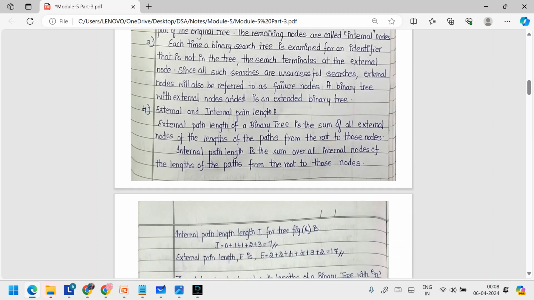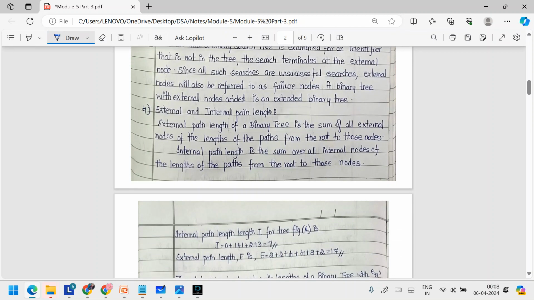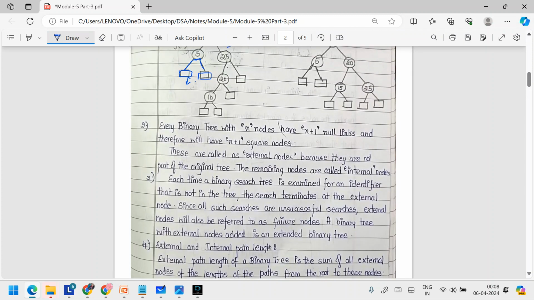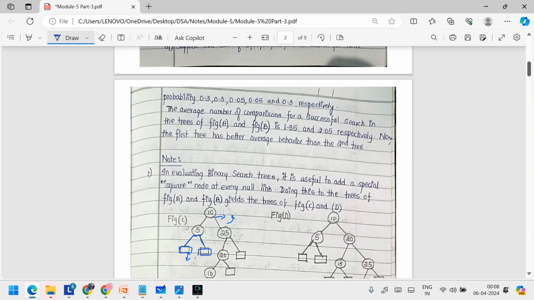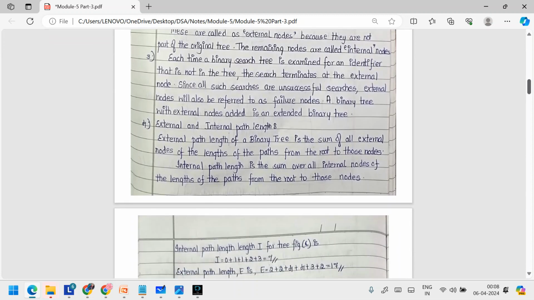See here, internal path and external path length. Okay. So for internal path, okay. See, sorry, 1 minute.